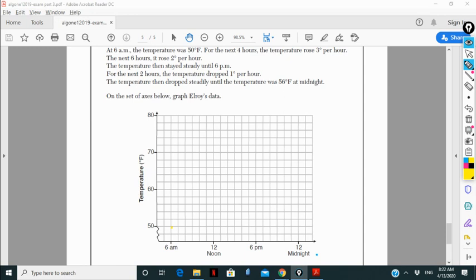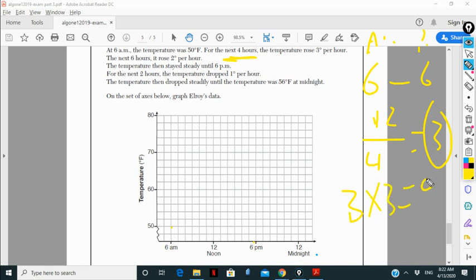Okay. I can go right away here for 6. Why? Between 6 a.m. to 6 p.m., that's 12 hours. If I divide by 4, which is the interval, it's going to be 3. So I have 3 intervals. Okay, now it's going to increase by 3, so the temperature is going to increase by 9. So the final is going to be 95. So I go here and I draw 59.